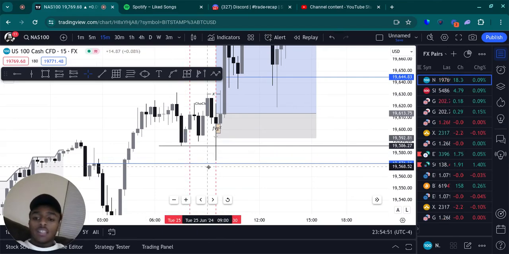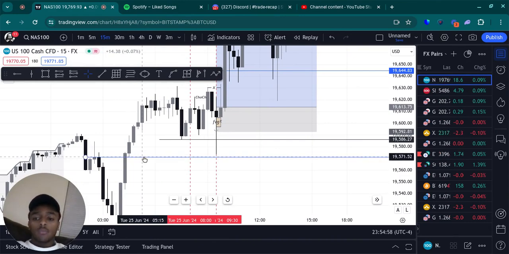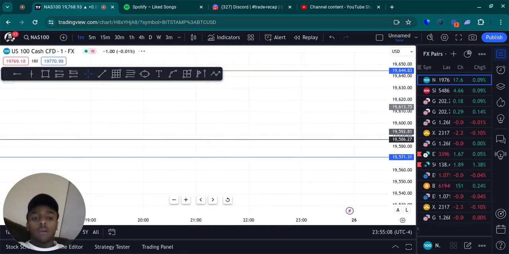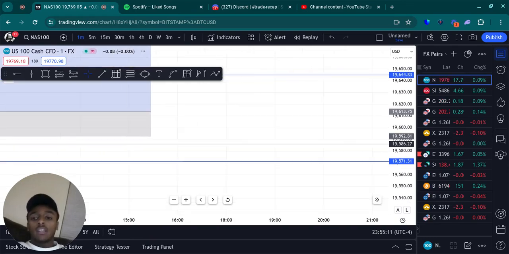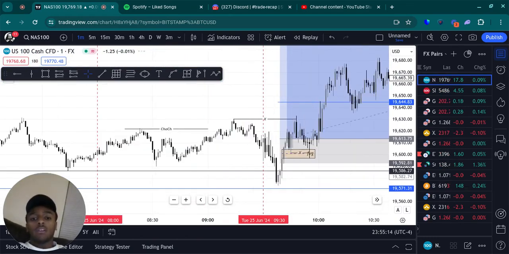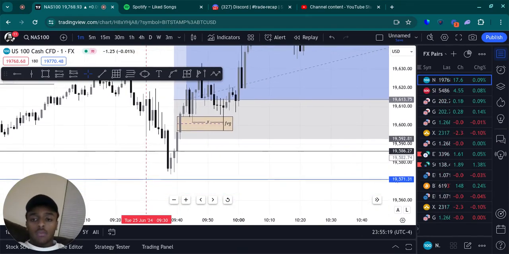The only risky thing that I didn't like here was the fact that we didn't get that mitigation into equilibrium, which was right at this order block, at the start of the body of the order block. So yeah, we get that sweep here. We get the 15-minute change of character right here. And at that point, I'm just looking on the lower time frames to get my 1 minute break of structure, and ideally any other PD arrays get invalidated or a build up for a fair value gap or something. So at that point, I'm just like, cool, let's observe what happens.